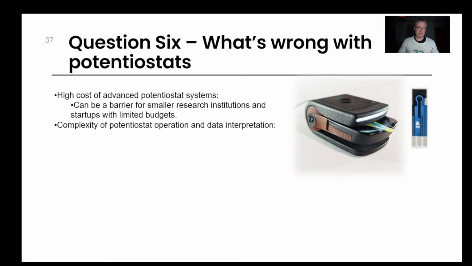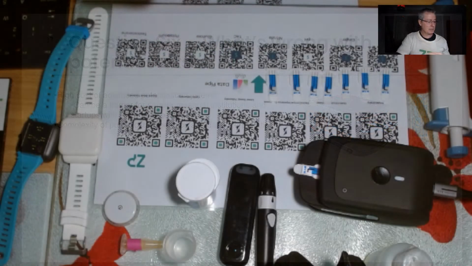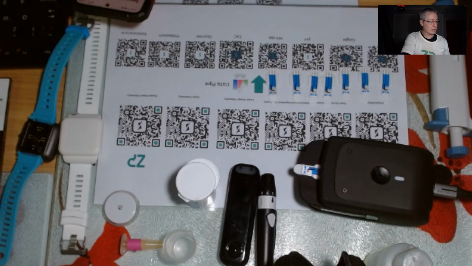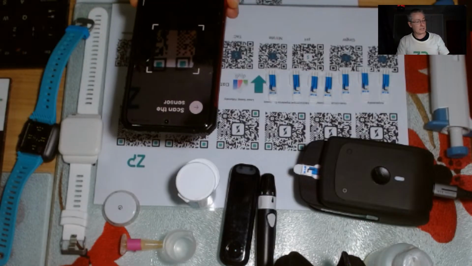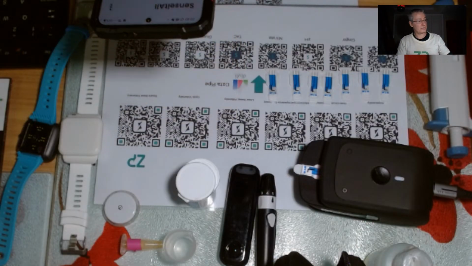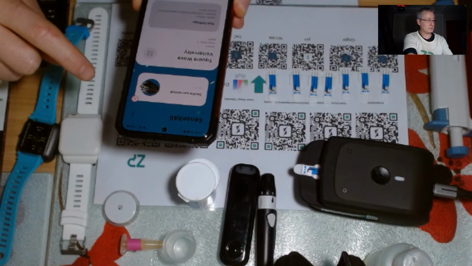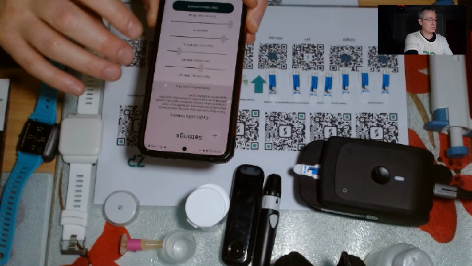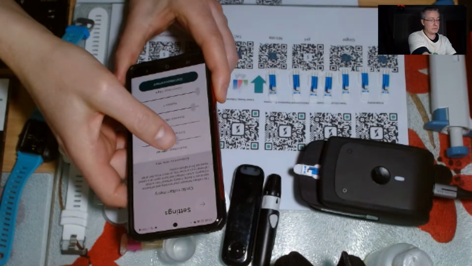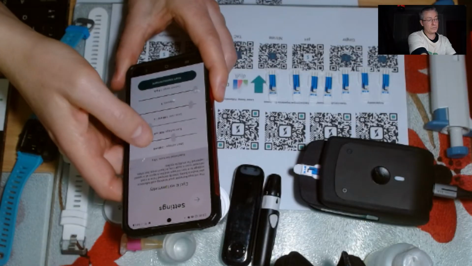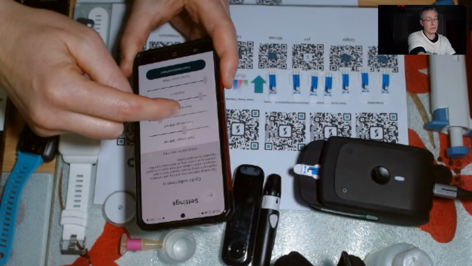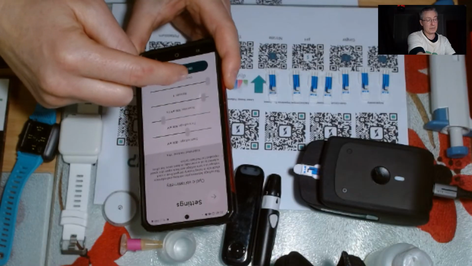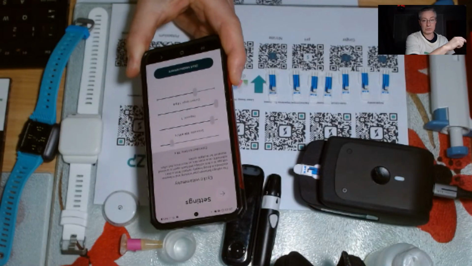Now, it's not hard to use. Let me just bring that up a little bit here. Let's choose which technique we're going to do. We'll do cyclic voltammetry. So I'll scan the wrong QR code. Let's scan the wrong QR code again. Cyclic voltammetry, go continue, and simply put in start potential, turn voltage. So where do you start, where do you go to, what's the scan rate, how many repeats, and what's the current range that you want to use.